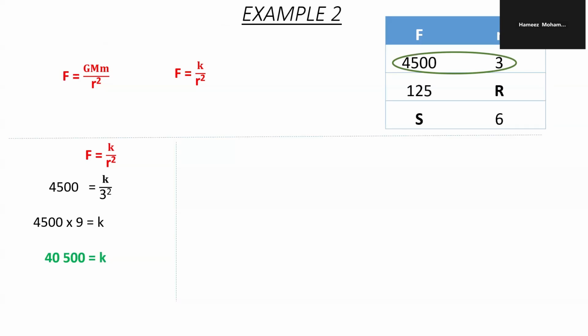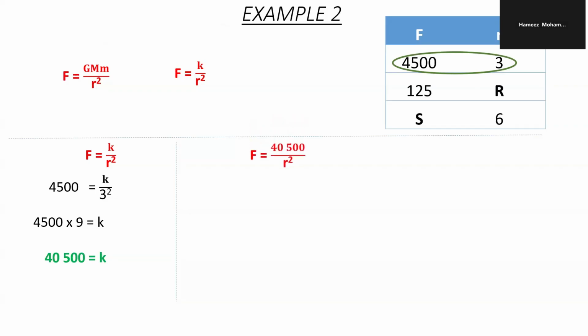We could have written 4,500 over 3 is equal to 125 over R. And then do a relationship. Sorry, 4,500 over 3 squared is equal to 125 over R squared, and do it like that. But it's good practice to find K as a constant first.